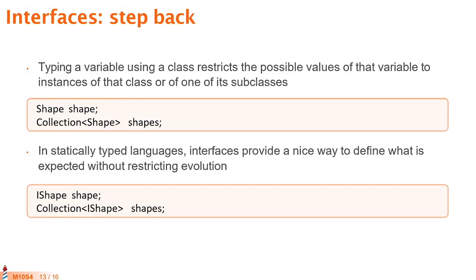So from the typing point of view, it means that now when I declare a collection, a type like that, here I'm restricting the possible solution, the extensibility of the code. Here I can only introduce in this collection instances of the shape class or one of its subclasses. Whereas in this solution, I can introduce in this collection any instance, any object in the system that its class implements this interface. So this is a more open design without restricting the evolution.